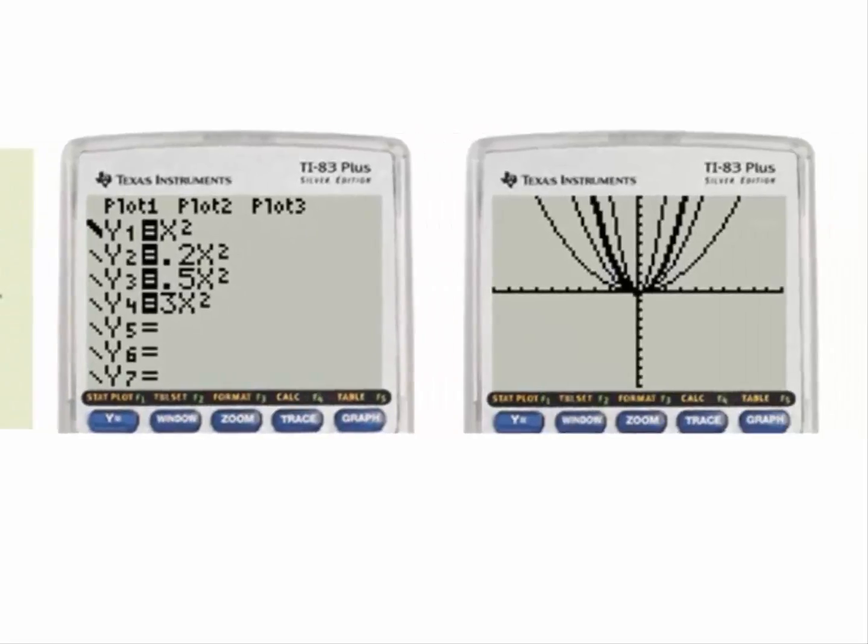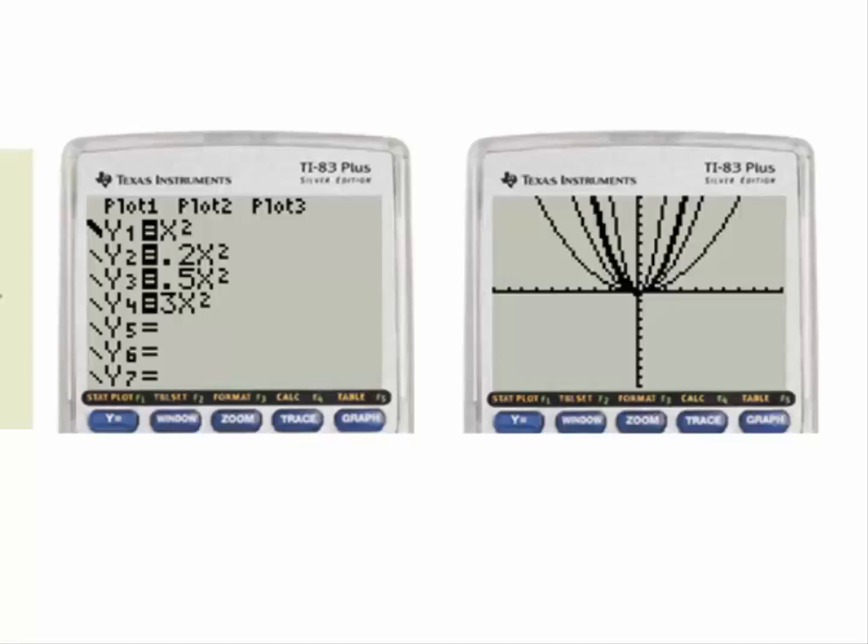So hitting graph, the bold parabola is when a is 1. The widest parabola is when a is 0.2. This graph is when a is 0.5, and the most narrow parabola is when a is 3.